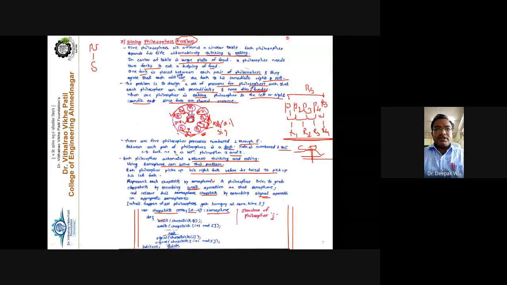So if there are multiple resources, then we are using multiple semaphores. Here we are using an array of semaphores. Array 0 to 4 means there are 5 semaphores, right? In the earlier reader-writer or producer-consumer problems, there is only a single semaphore because there is only one shared resource. But here there are 5 shared resources between the 5 different processes, right?